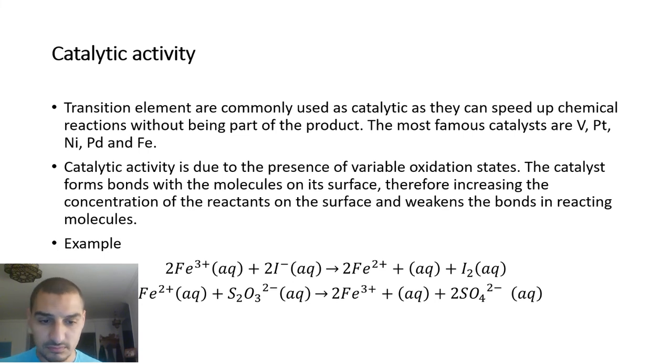And we'll see an example here, like iron 3 plus reacts with iodide ions, forms iron 2 plus and iodine. And the iron 2 plus reacts with the thiosulfate salts to form iron 3 plus and sulfates. So if we add these two reactions together, we'll find that these two and these two will cancel each other, and then we will end up with iodide ions reacting with thiosulfate to form iodine and sulfate salts. So this is how the catalysts work.